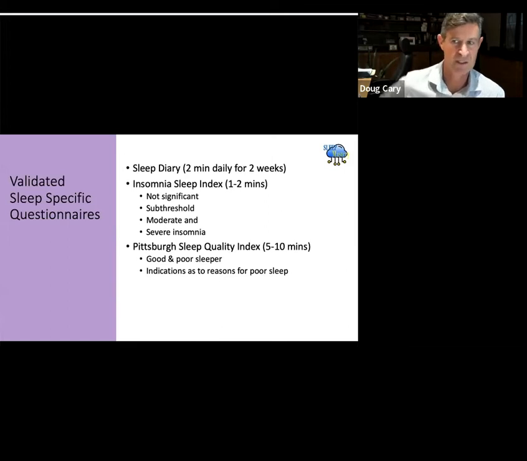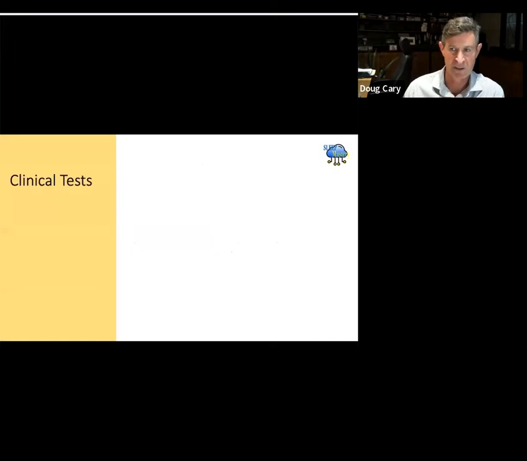So we do these as onboarding questionnaires. When somebody applies for an appointment to do with sleep, we get them to do these things as part of their onboarding process. So before they get to the practitioner, they've already completed these questionnaires, so it doesn't take time, but we've got the information straight away.